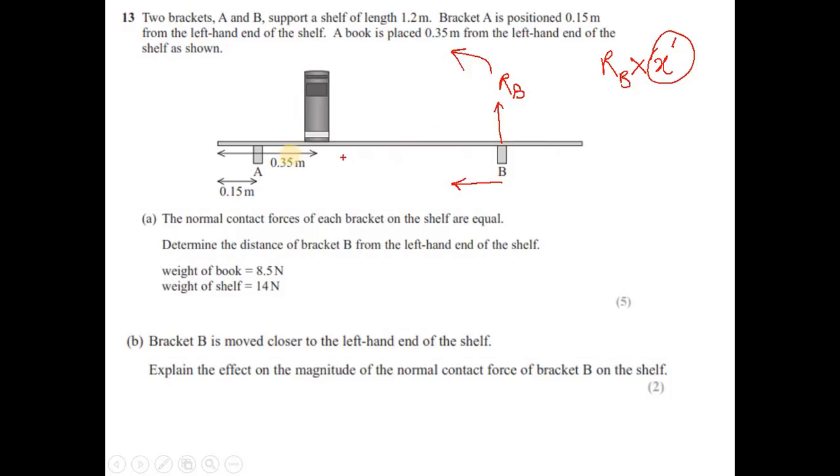So the shelf will not be in equilibrium. So in order to be in equilibrium, the contact force RB has to increase so that the anti-clockwise moment is increased in order to balance the shelf. So if you move bracket B closer to the pivot, that means the contact force has to increase.